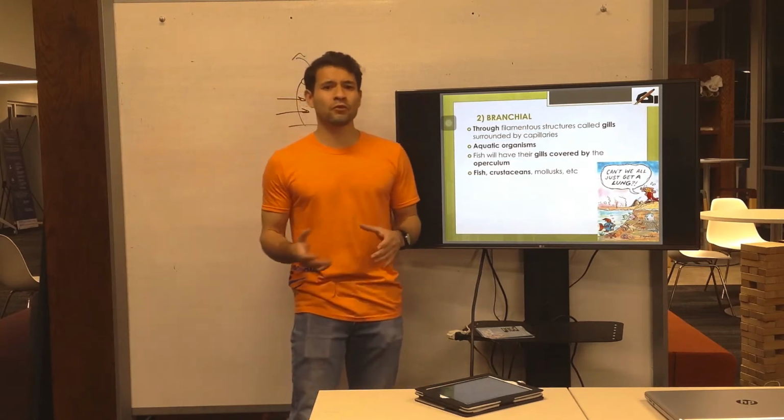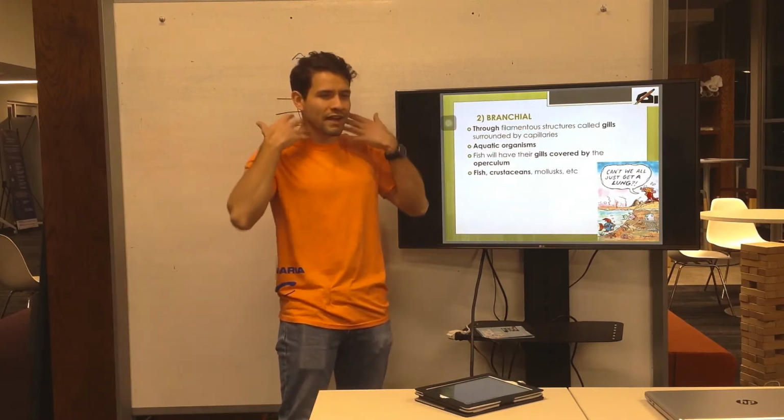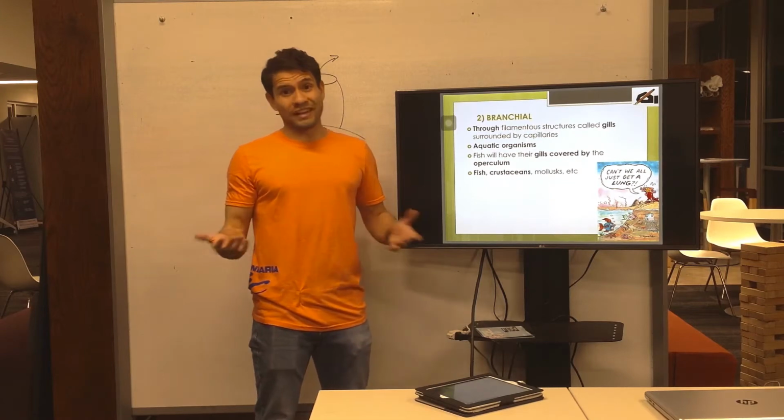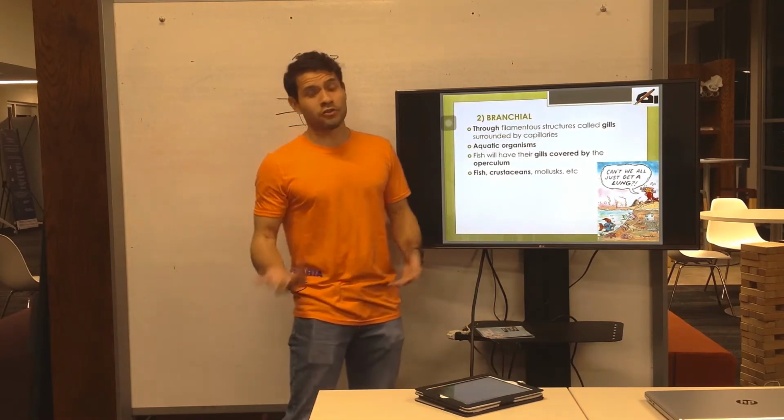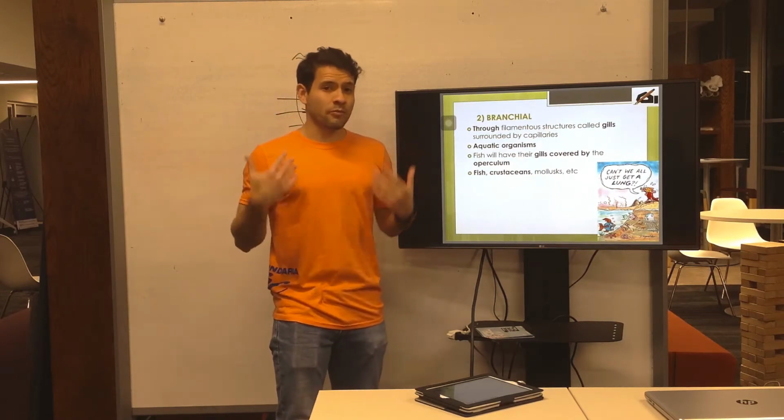And I'm pretty sure that everyone has an idea of what the gills are, basically the things that fish have around their neck. When I was your age, I thought they were ears, okay? Now I know that they are not ears. They are basically specialized structures through which they are breathing.